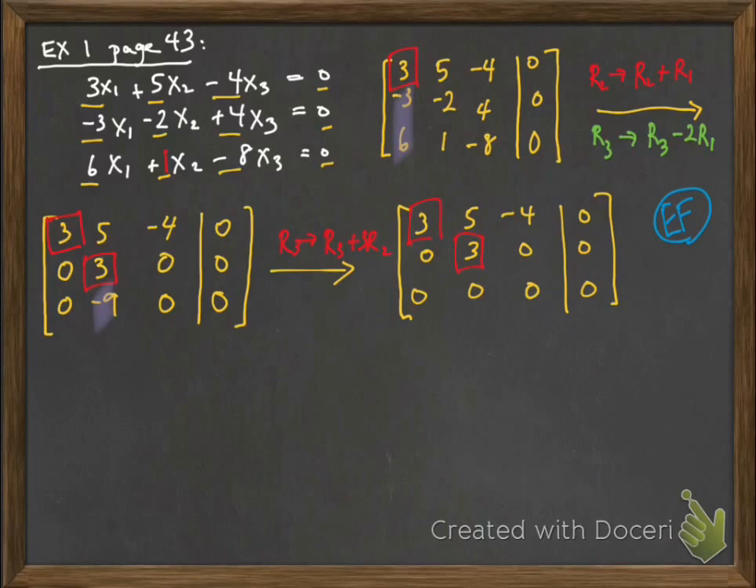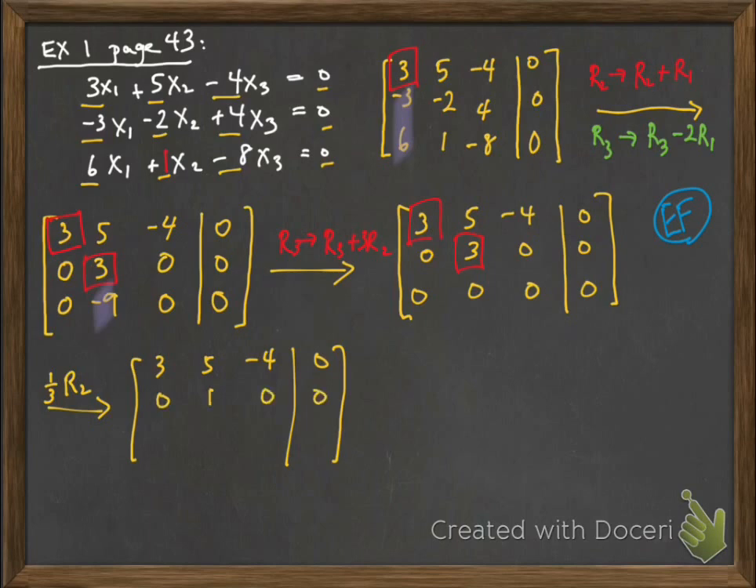I want to continue this to push it to reduced echelon form so that I can see what the solution set looks like. I'm going to start with the pivot that's the furthest right. I want to turn that 3 into a 1, so I'm going to do that by dividing row 2 by 3, or multiplying by 1/3. It doesn't change the first row. The second row becomes 0, 1, 0, 0, and the last row stays the same.